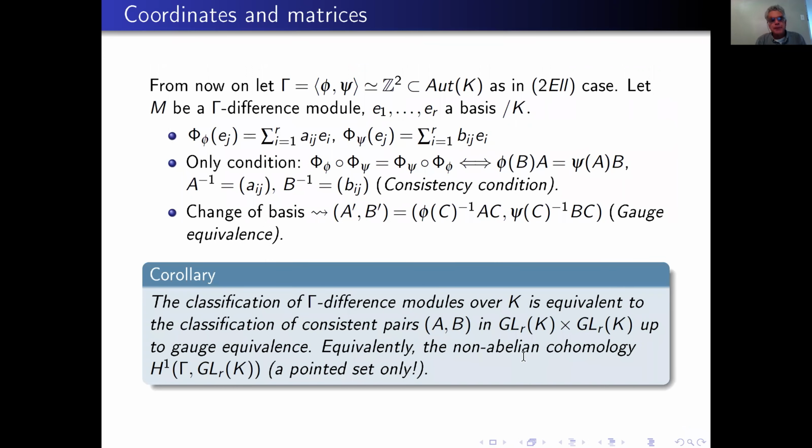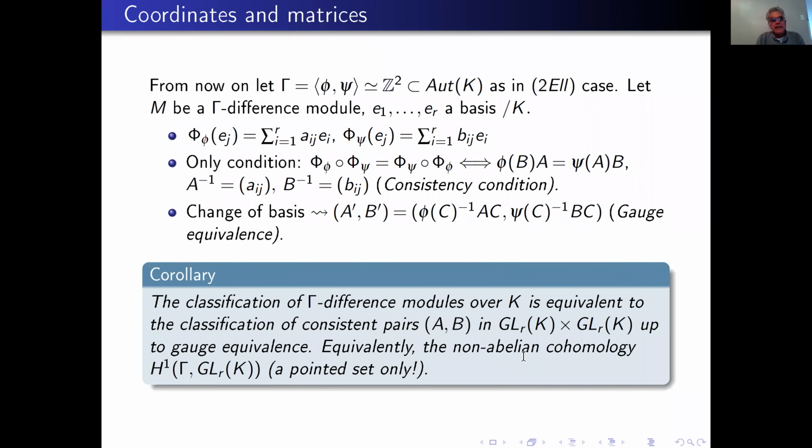And as a corollary, by the way, the classification of gamma difference modules over K is completely equivalent to the classification of consistent pairs A, B up to gauge equivalence, or in the language of non-abelian cohomology, of the determination of H1 of gamma with coefficients in GL_r(K), which is, of course, only a pointed set in general for r bigger than 1.